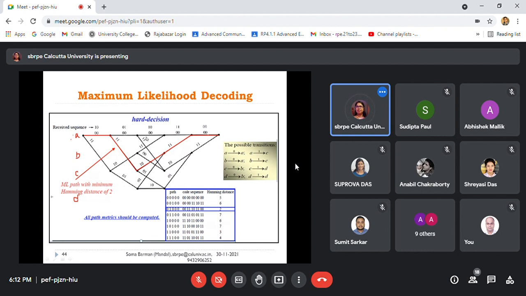Clear? 0 0, then 1 1. That path gives 0 0 1 1 1 0 1 1 0 0. And also another path: 0 0 0 0 1 1 1 0 1 1.